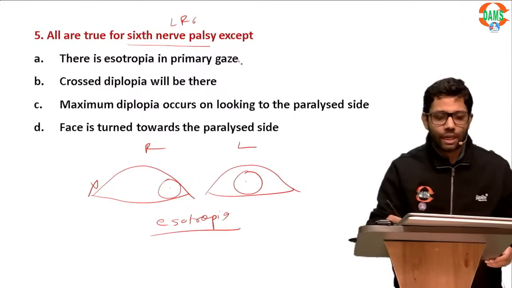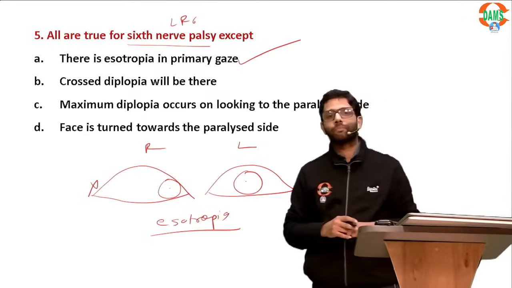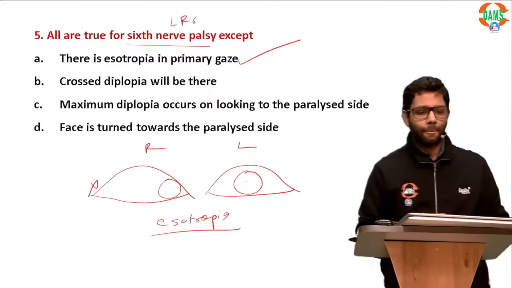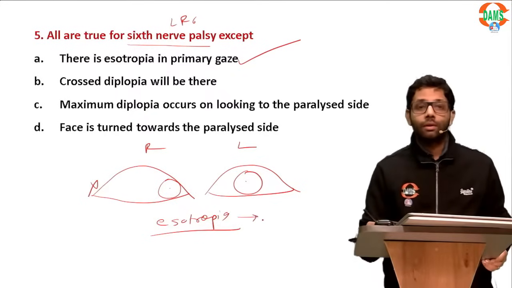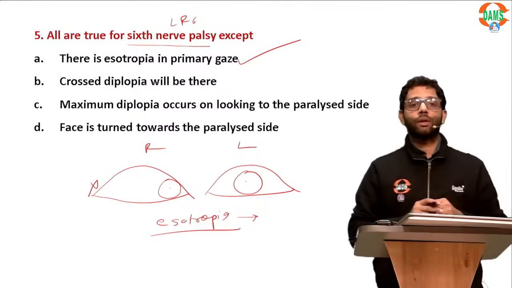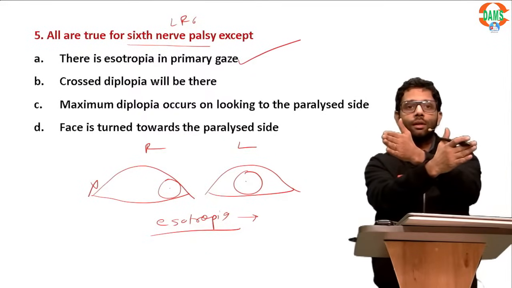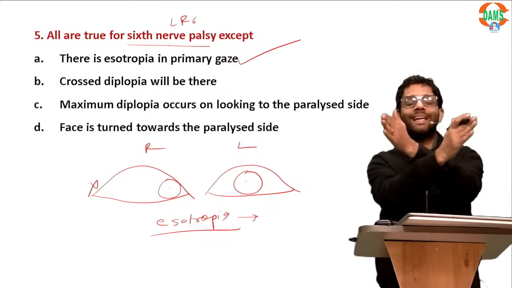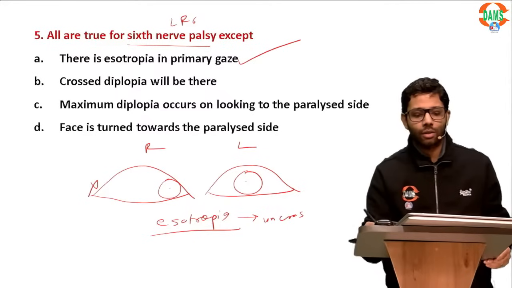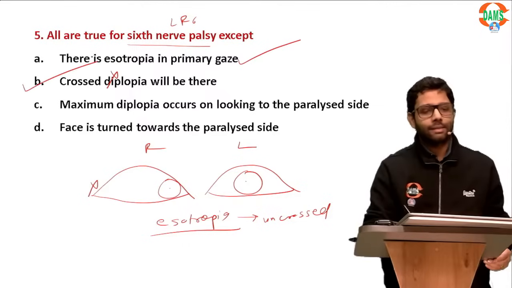First question is, there is esotropia in primary gaze. That is a true statement. I have asked which is false. So esotropia is there in sixth nerve palsy, lateral rectus palsy. Now it will have diplopia because both eyes are not straight. Binocular diplopia. But crossed or uncrossed? We remember that now. Exo has the word X, that is cross. So exo has crossed diplopia, eso has uncrossed diplopia. So that is the wrong statement and that is the answer.